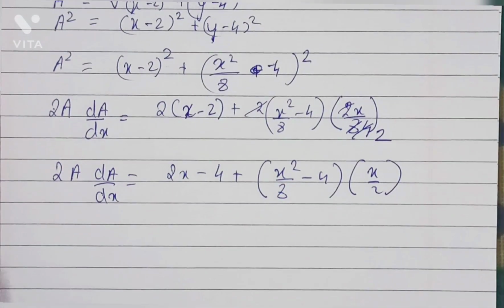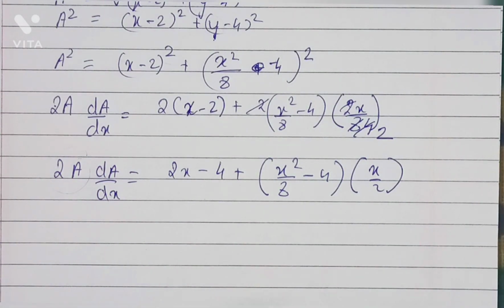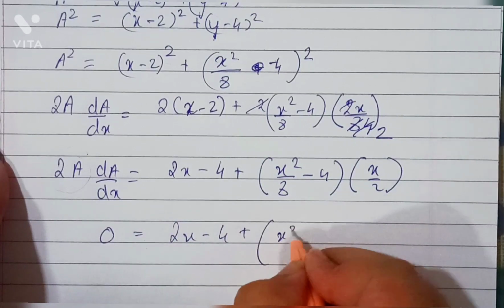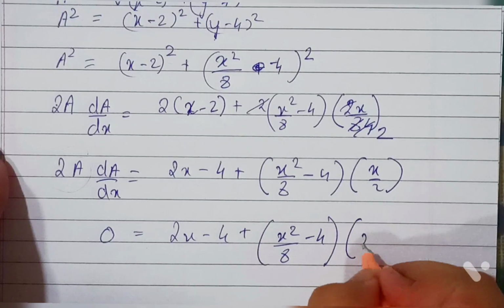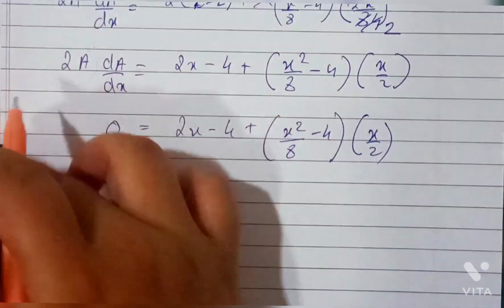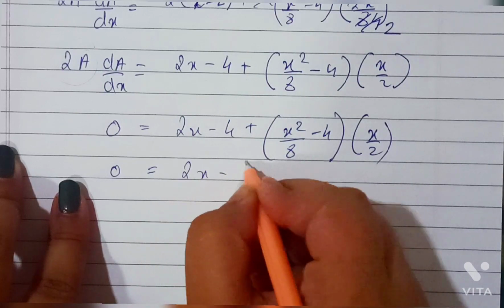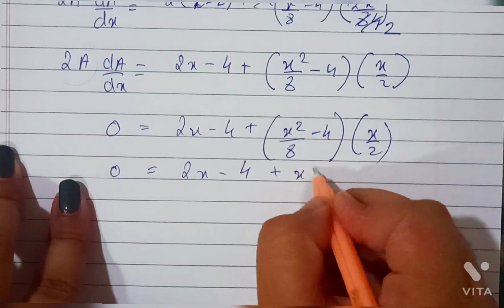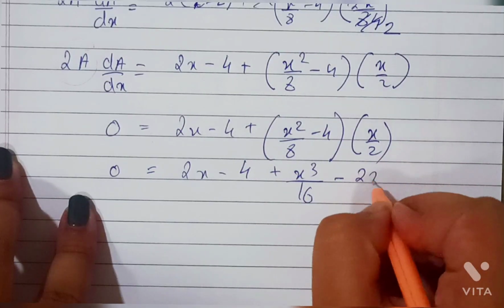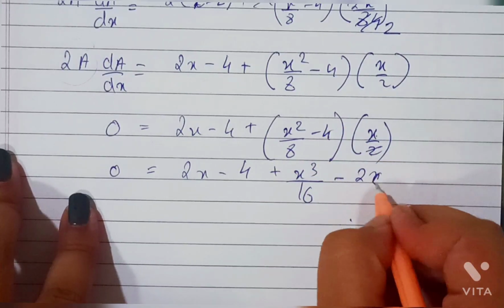So now we'll put differentiation equals to 0. This quantity won't differ, right? It's with 0, so it will already get 0. So 0 is equals to 2x minus 4 plus (x square by 8 minus 4) into x by 2. Alright, so solving further, you'll get 0 is equals to 2x minus 4 plus x cube by 16 minus 2x, since 4 into x by 2, so this 4 will get cancelled and we'll get 2x.